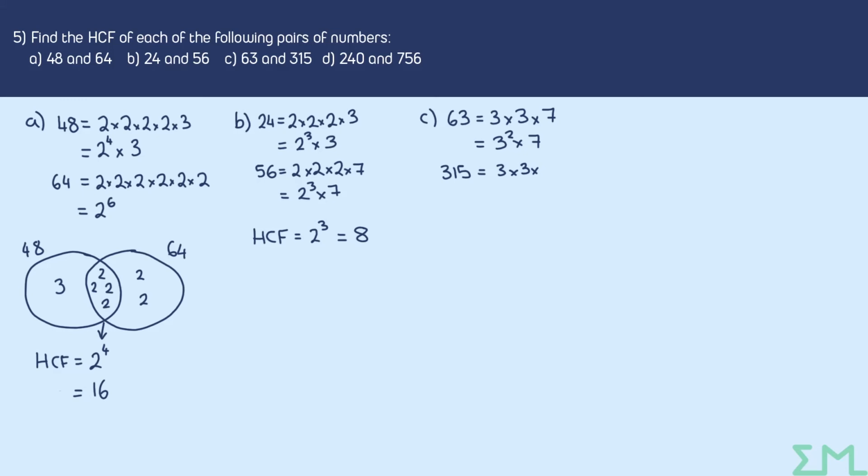35 cannot be divided by 3 because 5 plus 3 is 8. 35 can, however, be divided by 5, so now I can note down a 5, and 35 divided by 5 is 7. So 315 is 3 squared times 5 times 7.